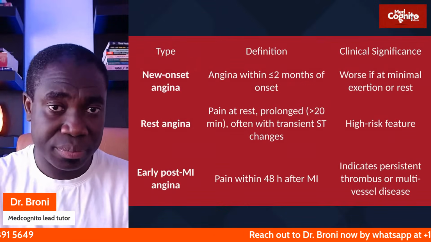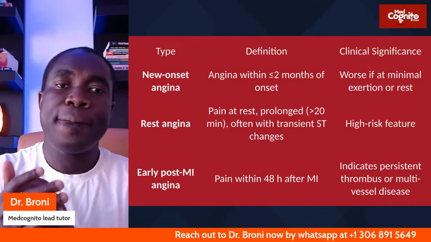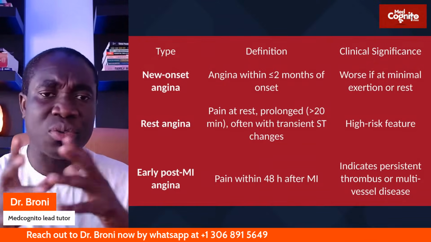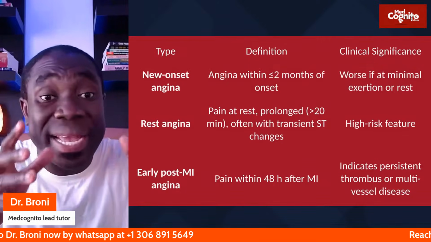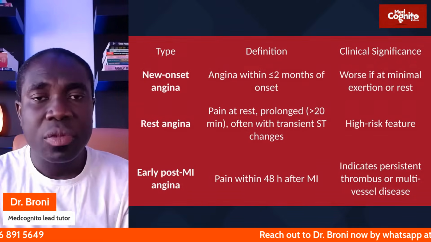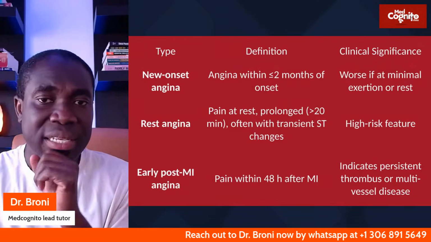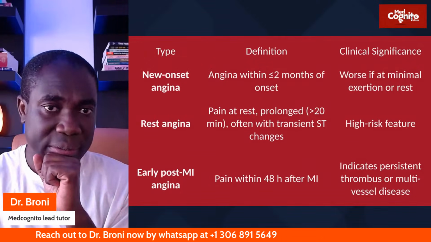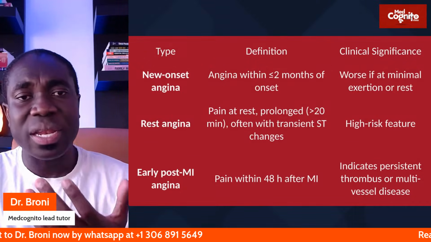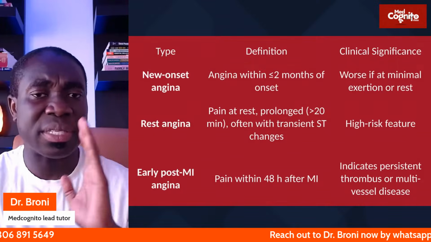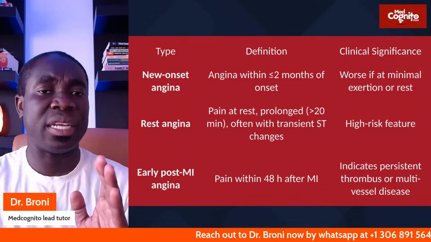So there are various types of unstable angina, and I want us to go through them in terms of nomenclature, in terms of how they are named. So in your board exam, new onset angina, that is angina within less than 2 months of onset. All right. And usually that is worse if at minimal exertion or rest the patient is experiencing chest pain. That is a very bad type of angina.